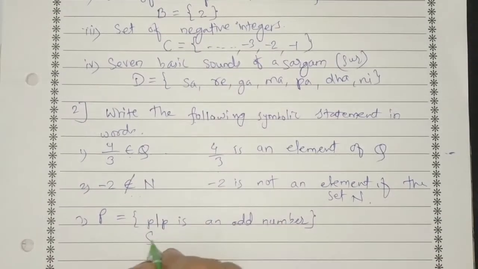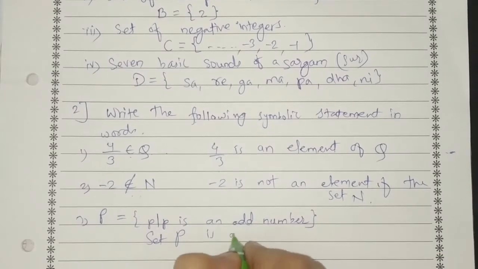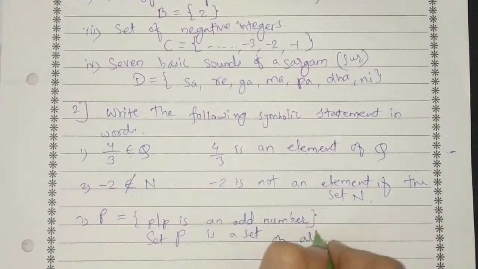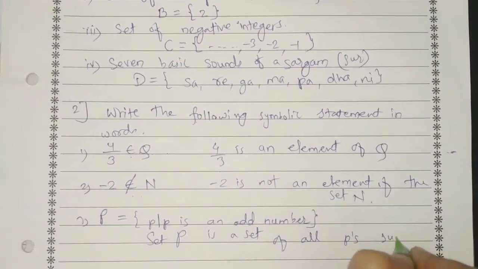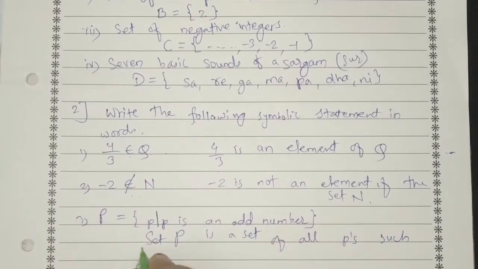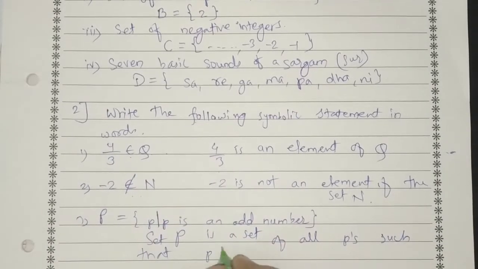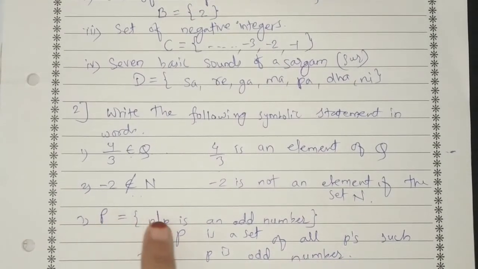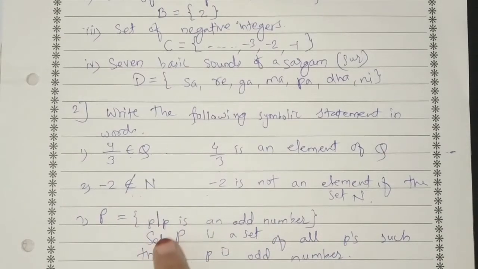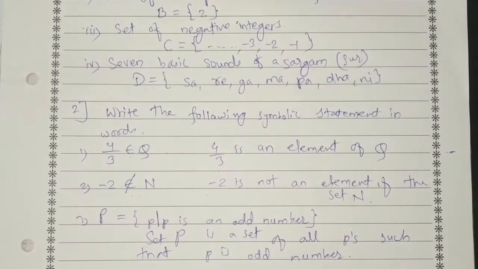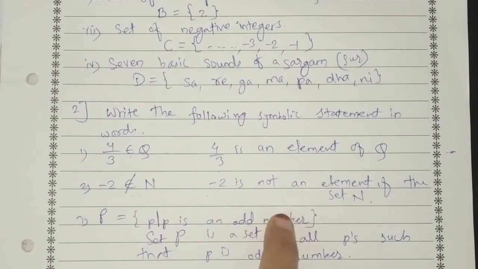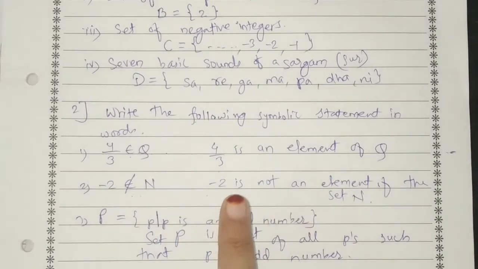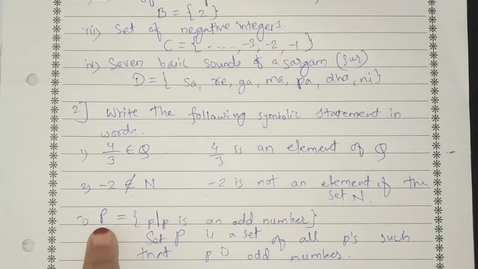So we can write down set P is a set of all p's such that, this vertical line meaning such that, p is an odd number. So this set P is a set of all the p's such that this p is going to be an odd number. This vertical line indicates such that. So here we are giving a unique property to define this particular set P.